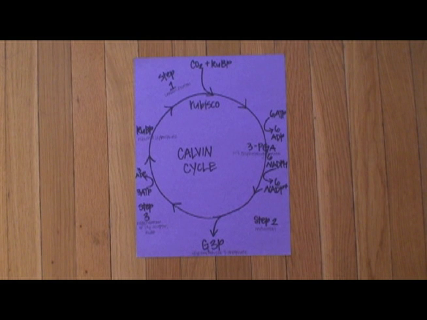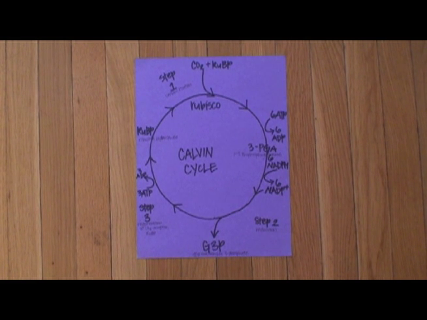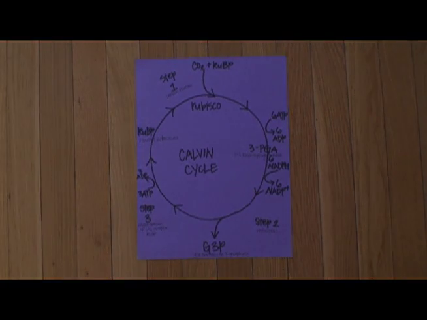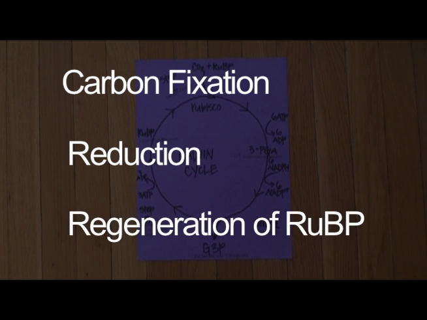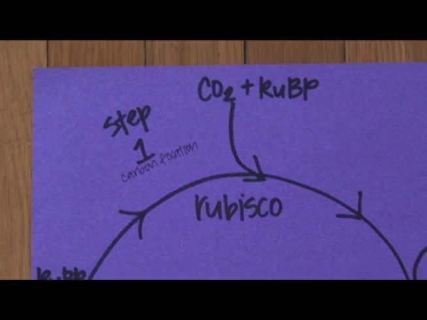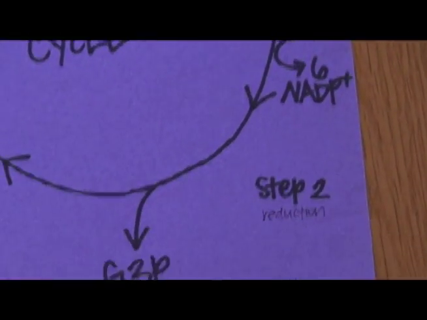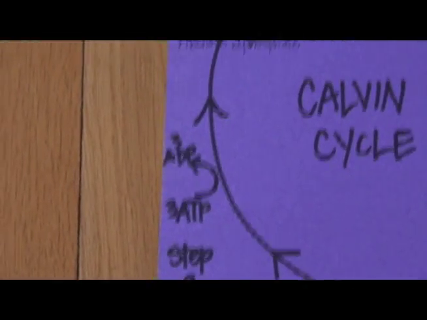G3P is important because plant cells need G3P to make glucose and other organic molecules. The Calvin cycle occurs in the stroma of the plant cell's chloroplast. The dark reaction can be broken up into three main parts: carbon fixation, reduction, and regeneration of RuBP. This is the bigger picture. As you can see, one step leads to the next, like a cycle. Now let's take a closer look at what's actually happening in the process.